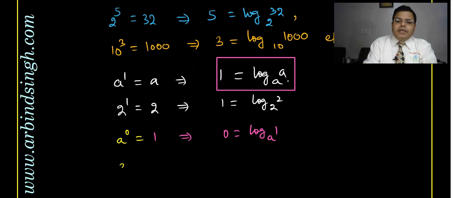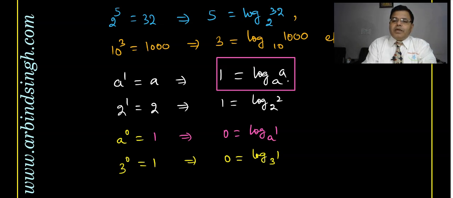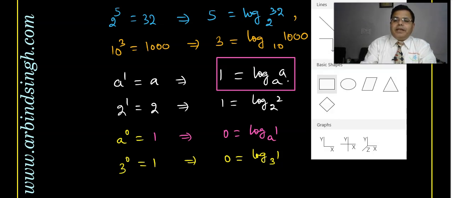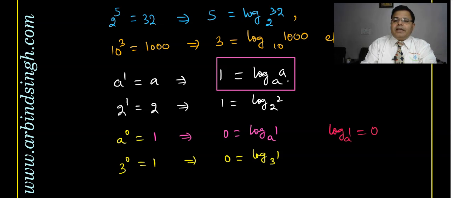Any number, see, 3 to the power 0 is equal to 1. So 0 can be written as log of 1 to the base 3. Whether the base is 3, A, or 2, whatever the base is, log 1 is always 0. So remember this, log 1 to the base A is always 0, whatever the base may be. A is an arbitrary number, and that is why I have written it like this.